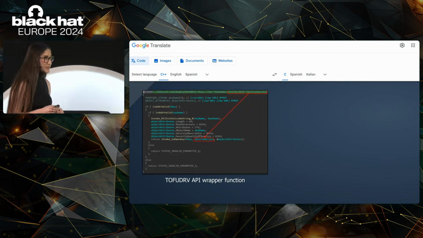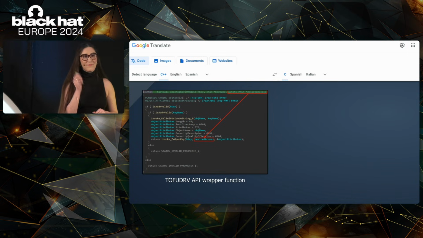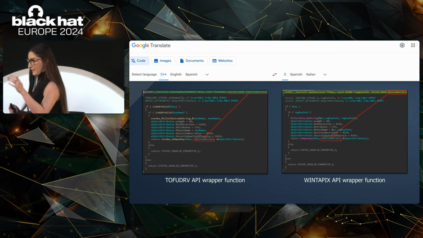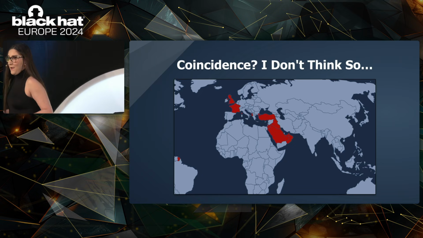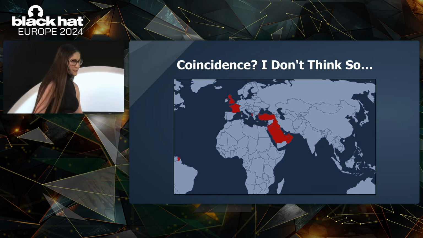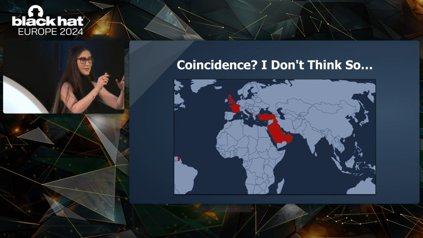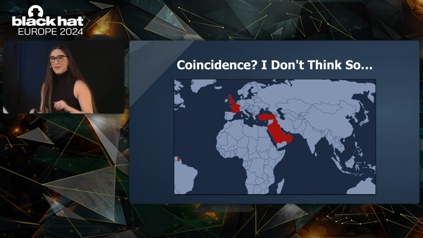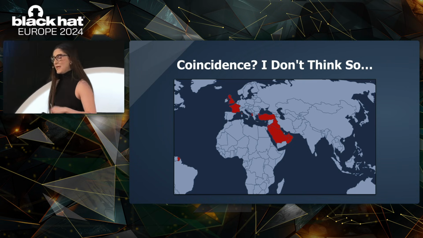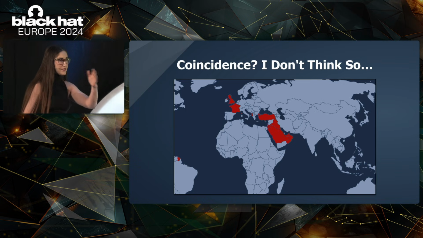Tofu Drive had this innocent-looking API wrapping function. It was retyped in the exact same way with WinTapix. So we now have plenty enough technical evidence to suggest that all these random pieces of code and tooling are actually related to one another. But if we think back, they were never so random to begin with, because we fetched all of them throughout investigations we were having across the Middle East.